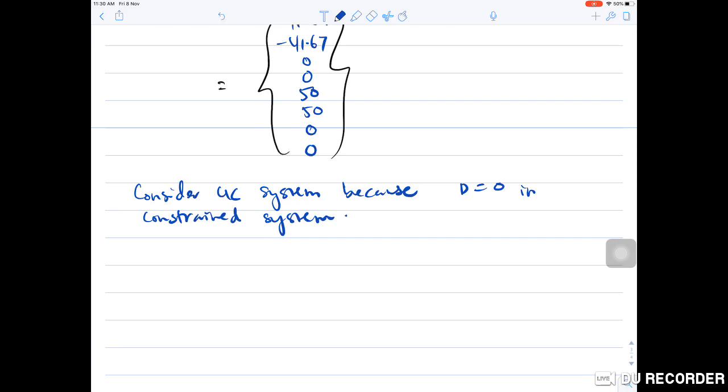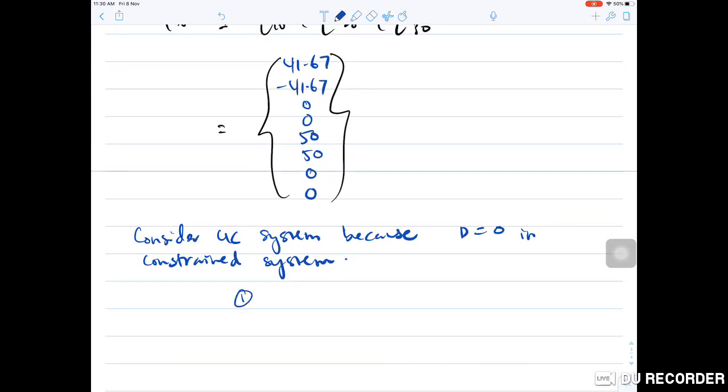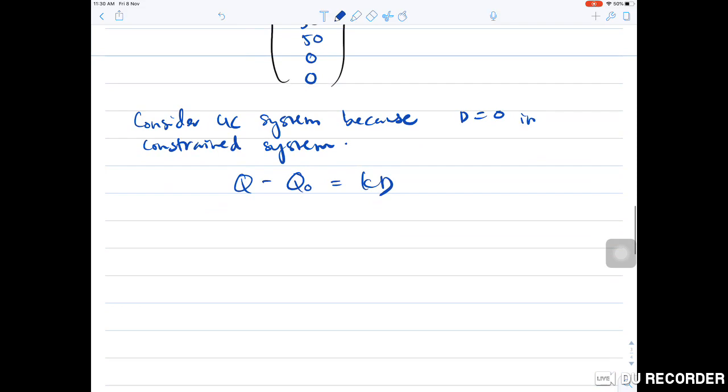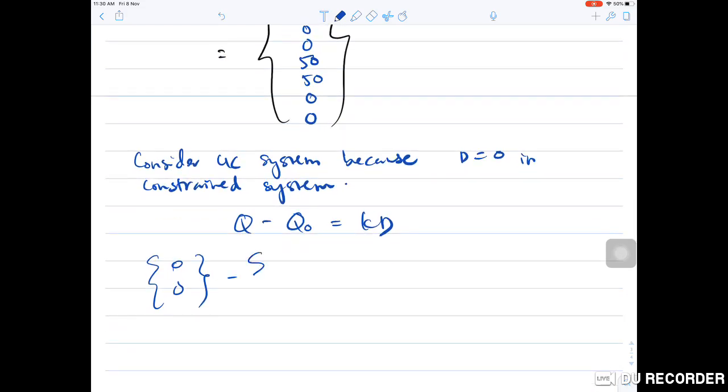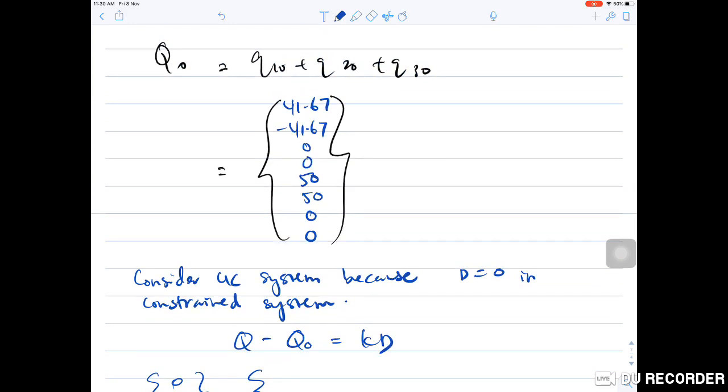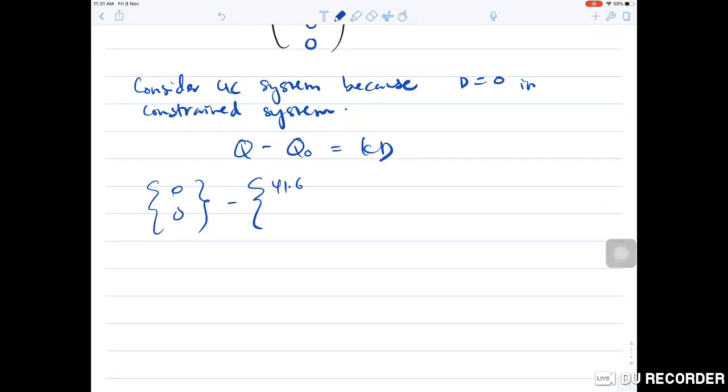So Q is equal to Q minus Q naught, which is equal to K D, right? So Q just now is 0, 0, since there is no moment at B and C. So minus Q naught means minus 41.67 and negative 41.67, equal to K times D, which is D1, D2. Then we solve this to get D1 and D2.